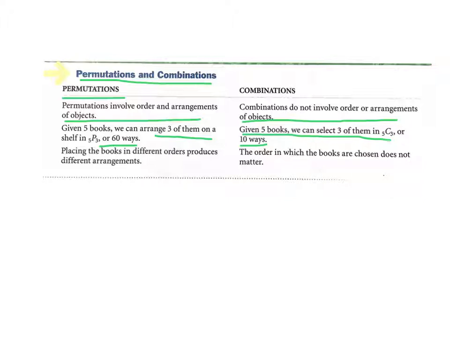Permutations is how many ways can you arrange them. Combinations is how many different ways can we select them. And the last one right here, placing books in different orders produces different arrangements. Here we go. The order in which the books are chosen does not even matter. That's what I've been trying to tell you without even reading that. So hopefully that makes some sense. And I hope you see the difference in what we're doing today and what we did yesterday.